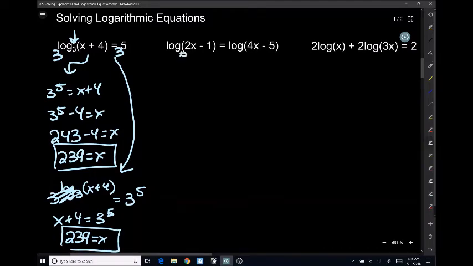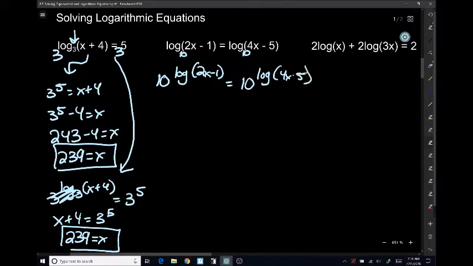So here we've got a base 10. So I'm going to do 10 to the log of 2 times x minus 1 equals 10 to the log of 4x minus 5. And now these undo each other, they're inverses. So we have 2 times x minus 1 equals 4 times x minus 5. So 2x equals 4 and x equals 2.